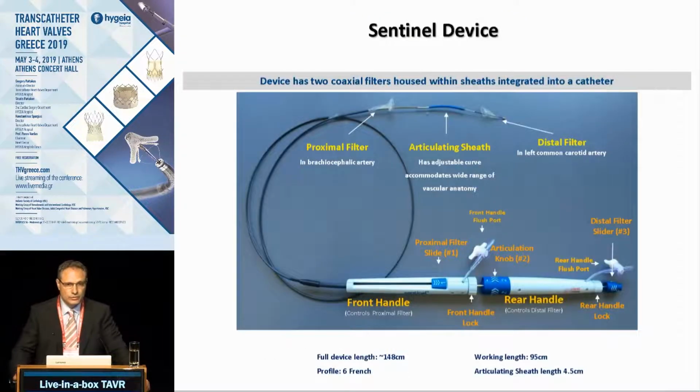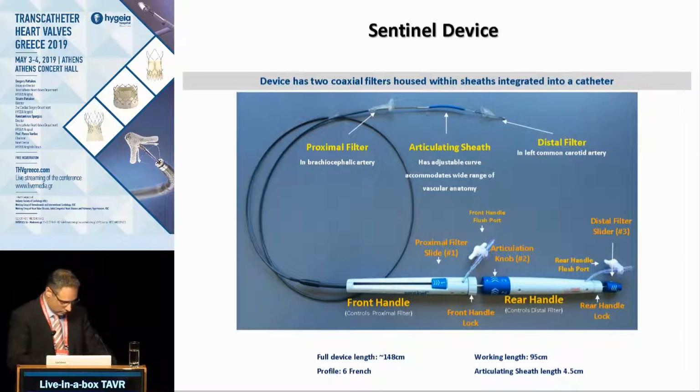A few words about the anatomy of this Sentinel device. It consists of two filters, a proximal filter and a distal filter. The distal filter is located in the left common carotid artery. The proximal filter is located in the brachiocephalic. In between is this articulating sheath, which is 4.5 centimeters in length and has adjustable girth in order to accommodate into the carina at the level of the aortic arch.